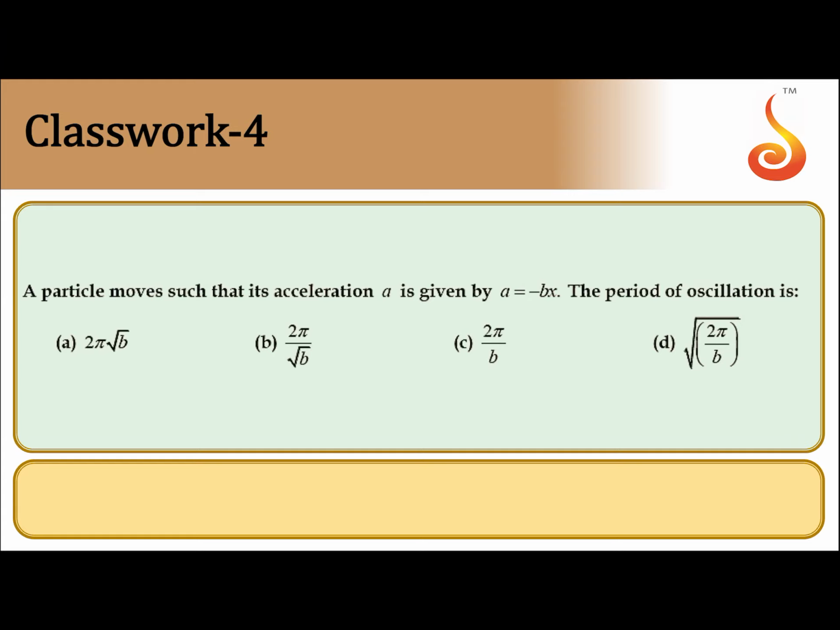Example 4. A particle moves such that its acceleration a is given by a is equal to minus bx. The period of oscillation is, okay. Notice that the equation for the acceleration is equal to minus kx. This is our basic expression. And here he says a is equal to minus bx, right? So I can say k is equal to b.